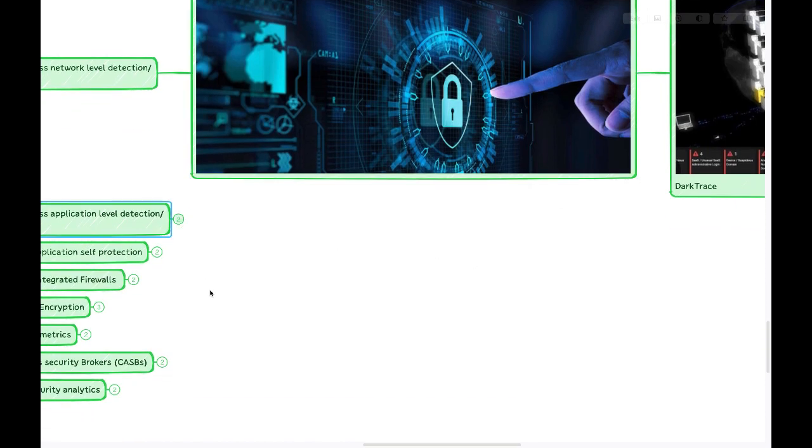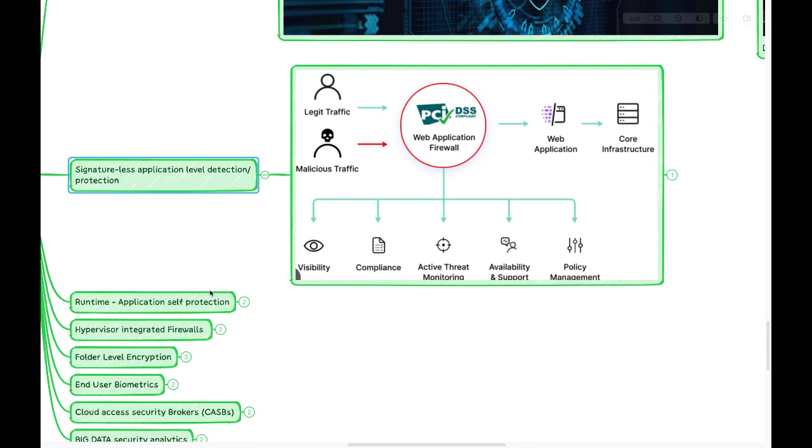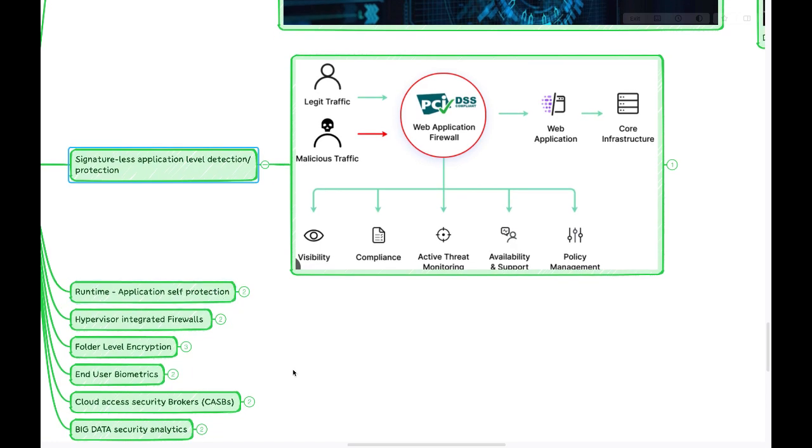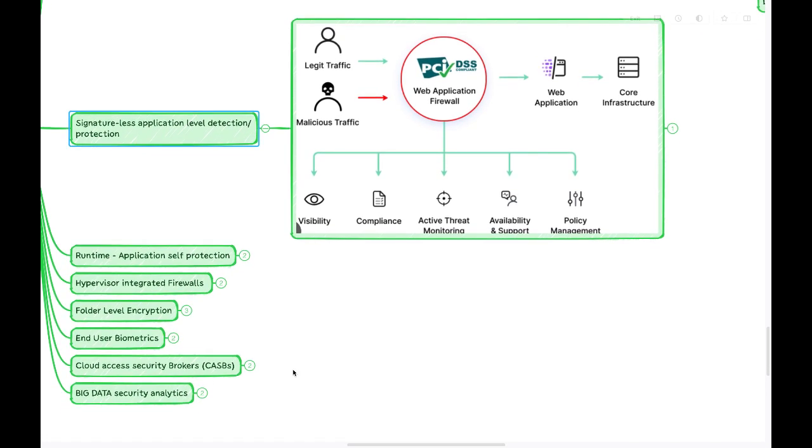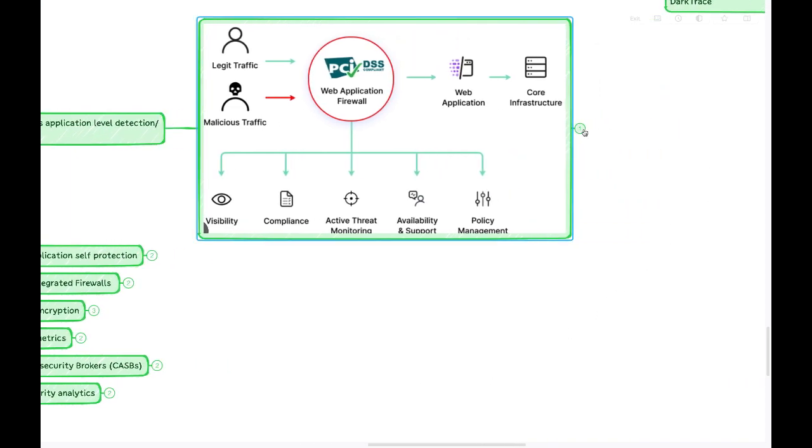Signatureless application level detection or protection focuses on identifying and mitigating threats at the application layer, without relying on specific signatures. They use behavior analysis and heuristics to detect suspicious activities and prevent application-level attacks.